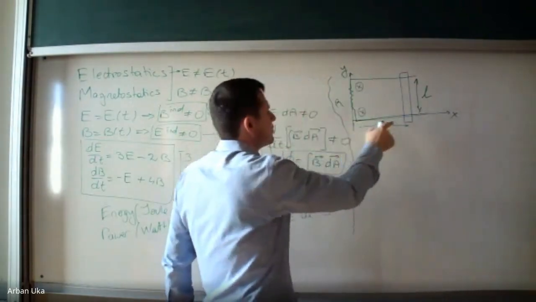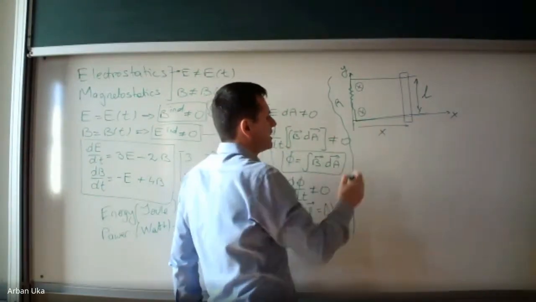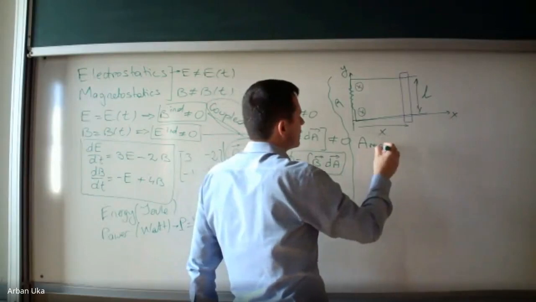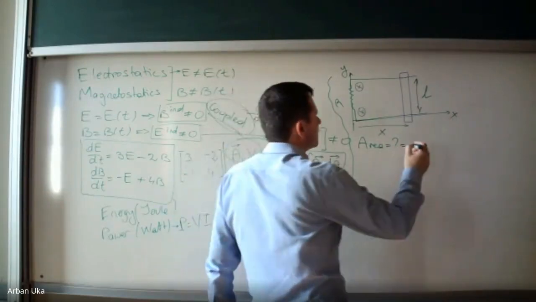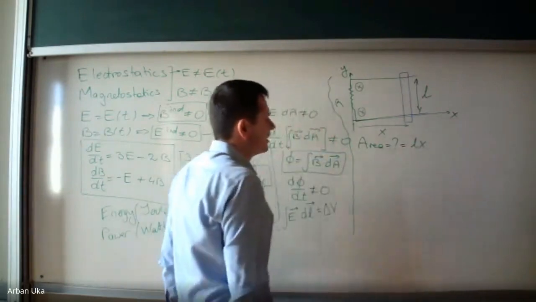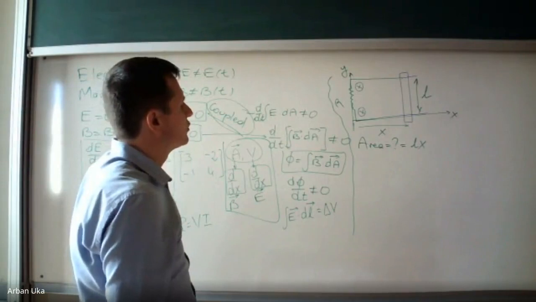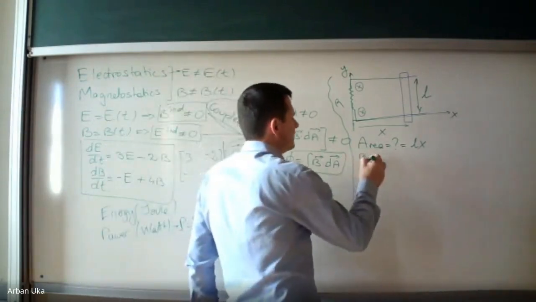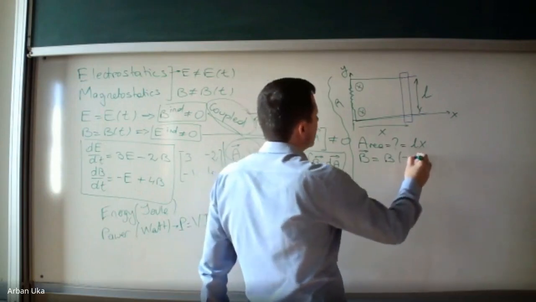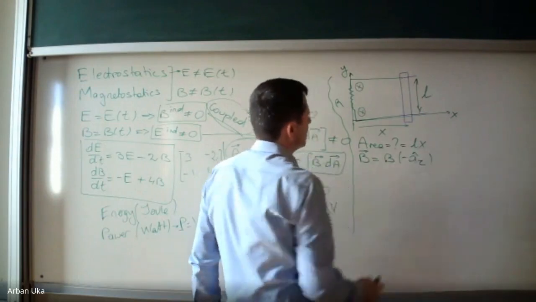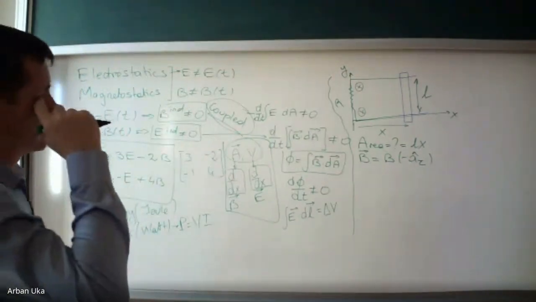So this is the position of this one with respect to the zero, it's X. Then we can find the following quantities. What is the area? The area is equal to L times X, okay? This is the area. And what is the magnetic field? Magnetic field B is equal to B times minus a_z, okay? Because the way we draw this one is pointing into the board.